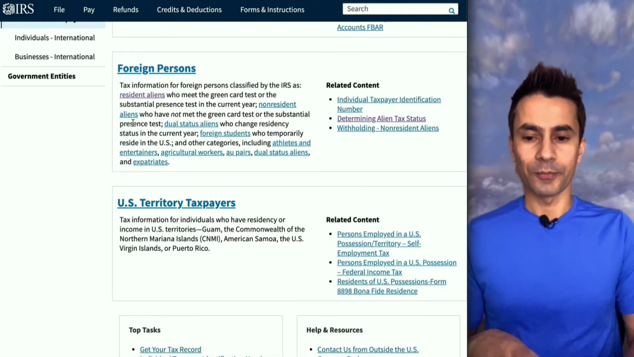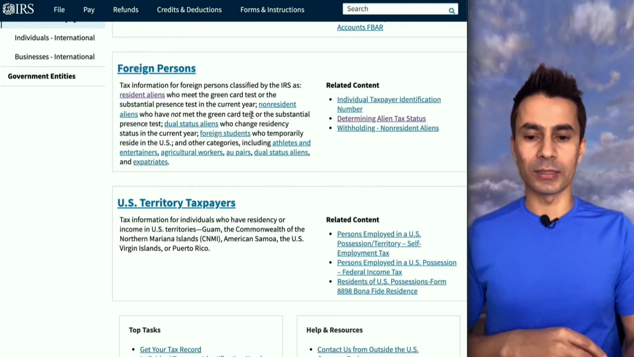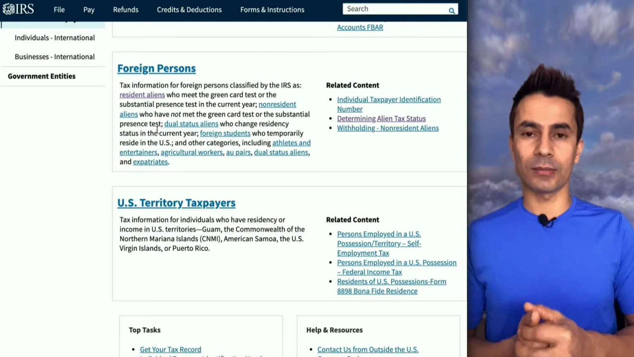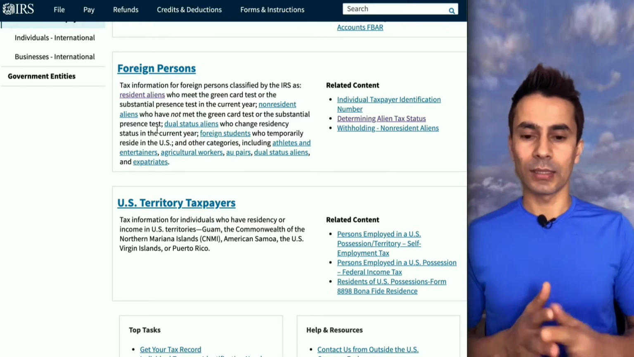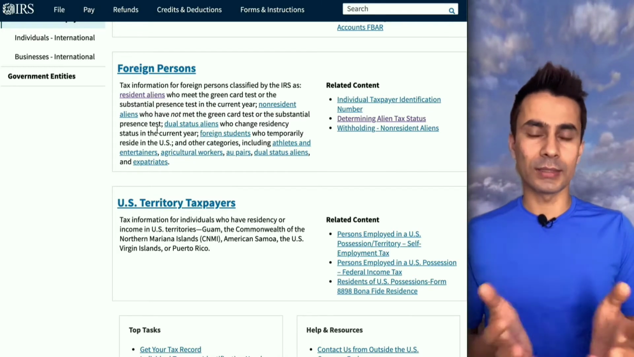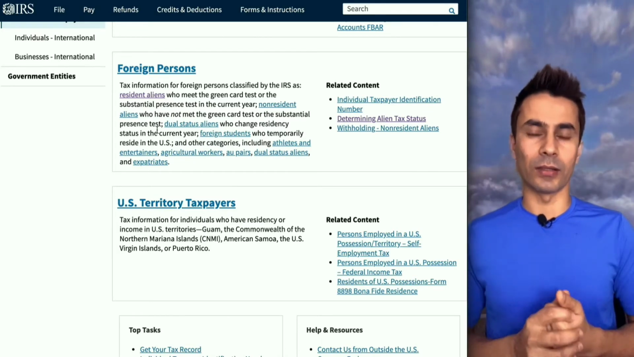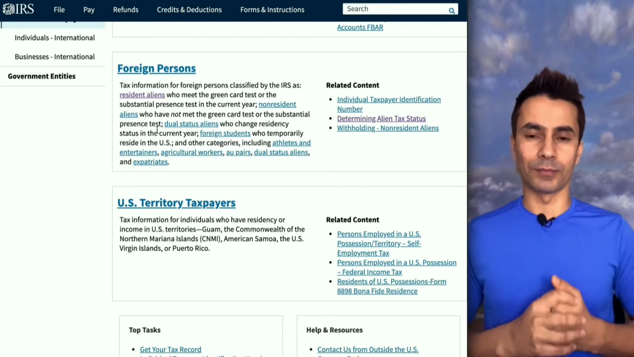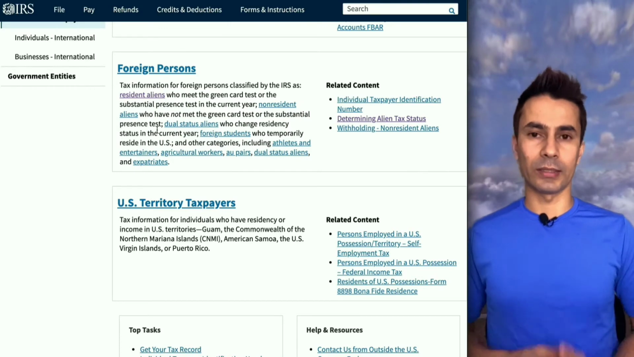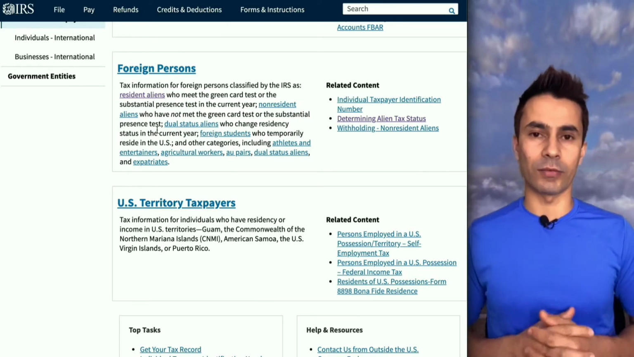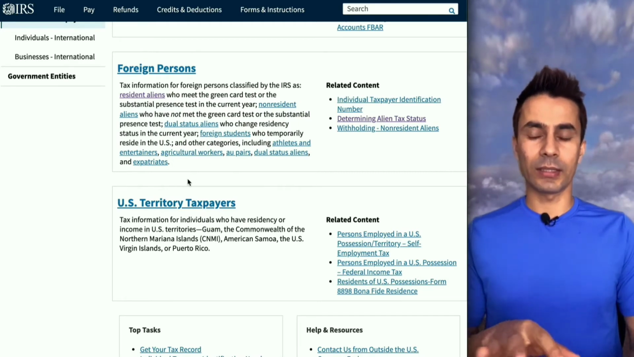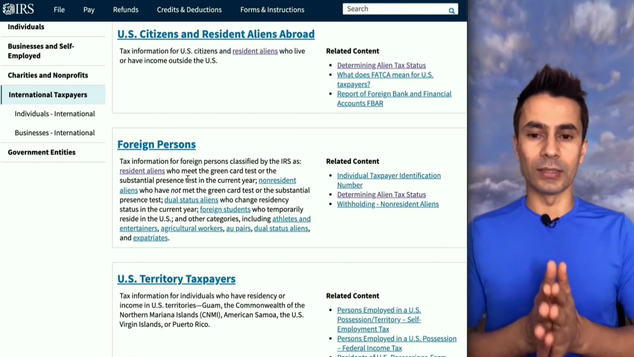Non-resident aliens who have not met the green card test or the substantial presence test, but they are eligible. In that case, they can file for US tax filing. And dual status aliens, they may live for the entire year out of the United States, but their income may be related to the United States. In that case, they have to file taxes. These are all the scenarios. You can look at the IRS site.